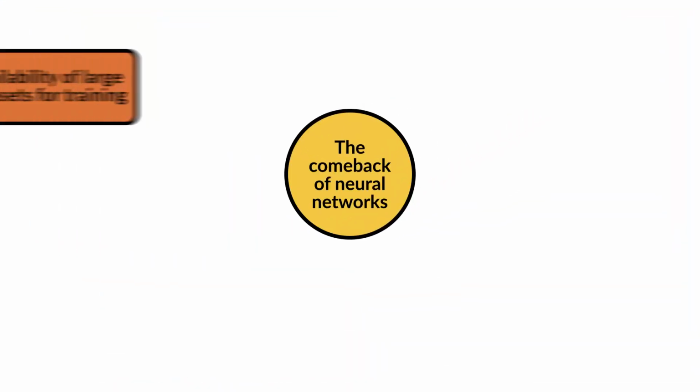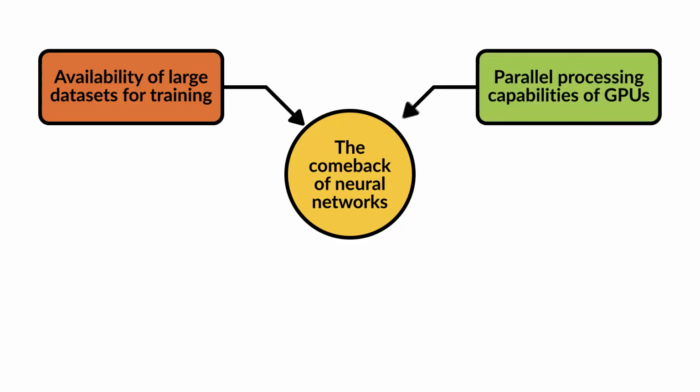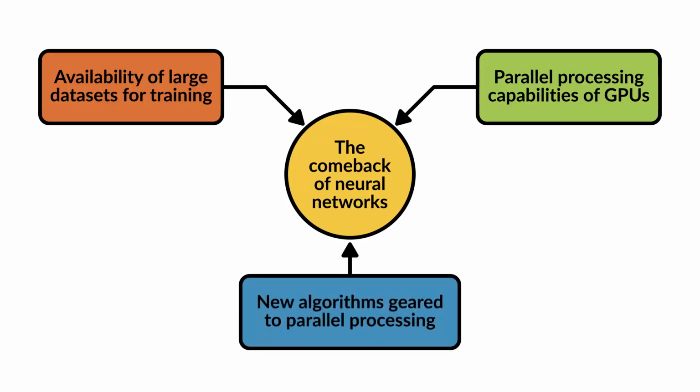The remarkable comeback of artificial neural networks resulted from three developments in IT. First, the new availability of large datasets that could be used for training. Second, the new graphics processing units, or GPUs, developed for PCs and games consoles that were designed for parallel processing tasks. And third, new neural network algorithms that could exploit these parallel processing capabilities.